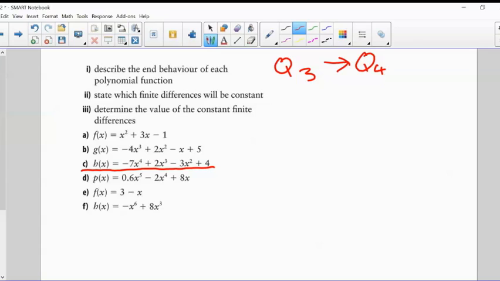So Rachel, can you tell us which finite difference is going to be constant in this case? The fourth one? Absolutely. Thank you very much, Rachel. And now comes the really challenging part. I'm taking Rachel out for now. And that is to actually find what that finite difference is. What is that finite difference?